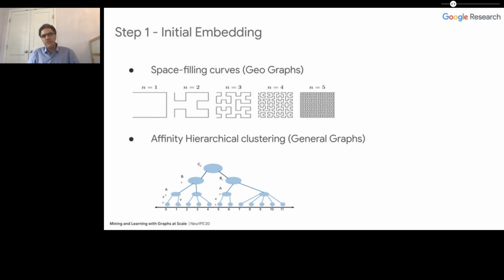For geographs, we use space-filling curves. But for general graphs, where we don't have such a space-filling curve, we use affinity hierarchical clustering. We basically first make the graph edge-weighted by computing some similarity ranking score, and then we apply affinity, we get a tree, and we use the order of leaves in the tree to get the initial ordering of the algorithm for balanced partitioning.